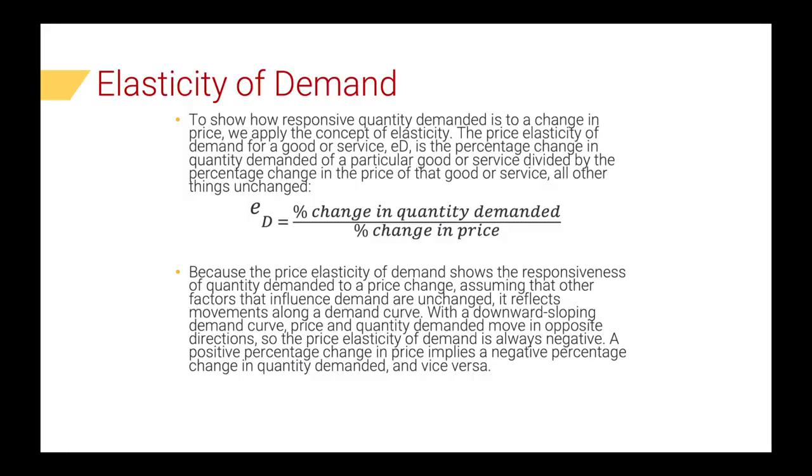With a downward sloping demand curve, price and quantity demanded move in opposite directions, so the price elasticity of demand is always negative. A positive percent change in the price implies a negative percent change in the quantity demanded, and vice versa.